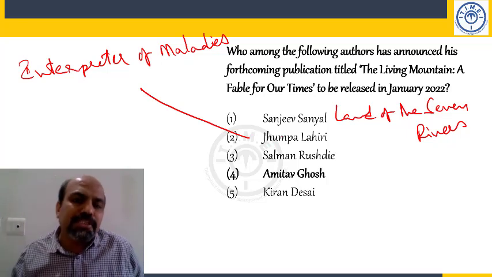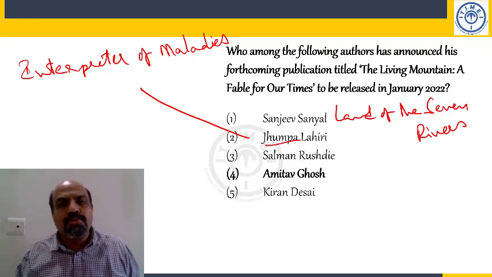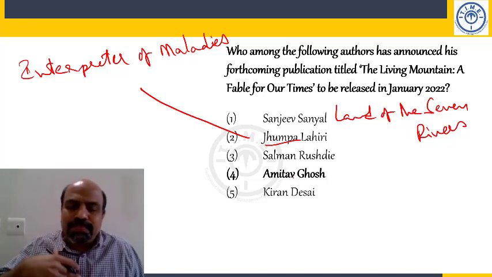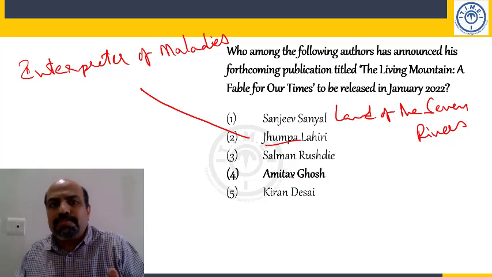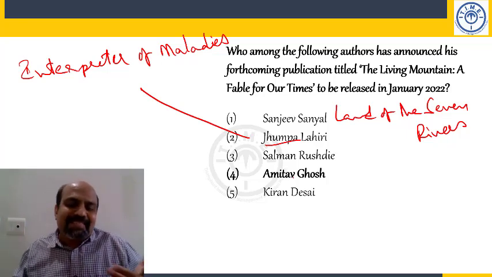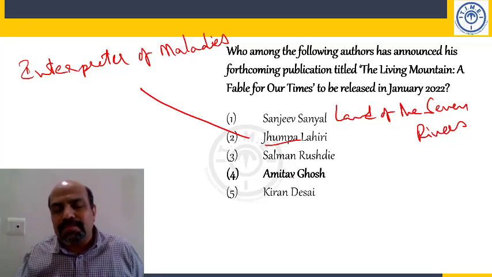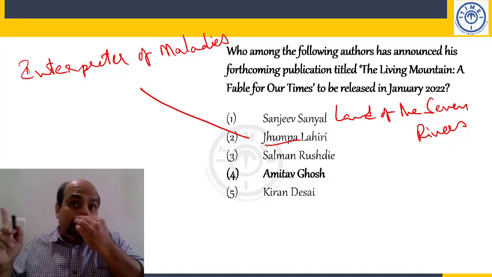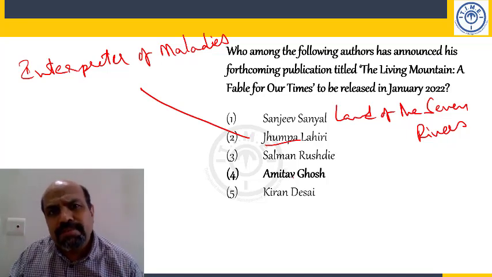Her actual name is Nilanjana. But Jhumpa was a nickname given by her parents, and while at school the teacher adopted that and it stuck, and today she's called Jhumpa Lahiri. Otherwise, it's Nilanjana Sudeshna Jhumpa. So this is a good book, Interpreter of Maladies. She's written another book, The Namesake, which was made into a film. I think it stars Tabu, basically.